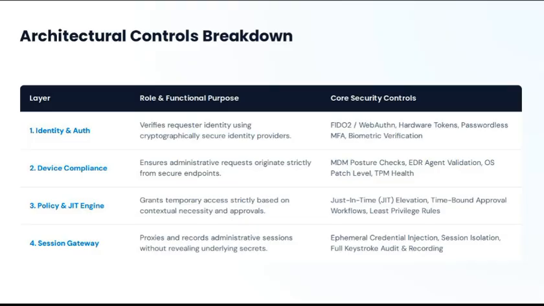To better understand the structural integrity of this reference architecture, let's break down the four discrete control layers that form our defense-in-depth model. Layer 1 is identity and authentication. Standard SMS, push notifications, or basic passwords are no longer sufficient for privileged access due to modern adversary-in-the-middle phishing kits. We strictly enforce hardware-backed phishing-resistant standards like FIDO2, WebAuthn, or Windows Hello for Business, bound directly to a hardware TPM chip.